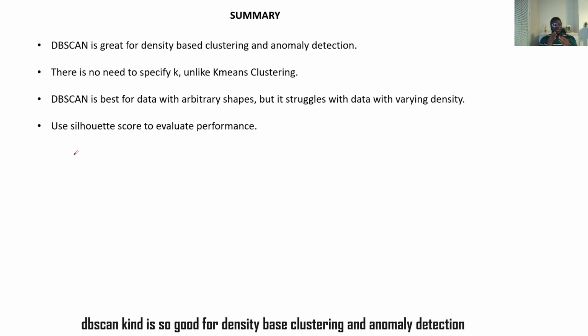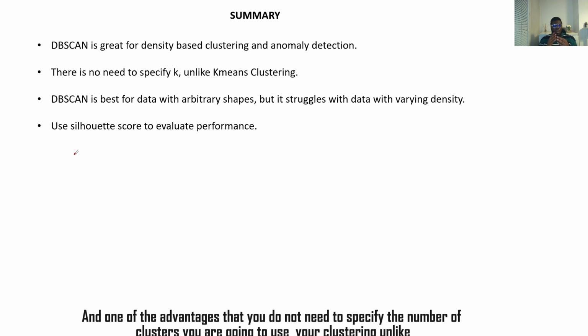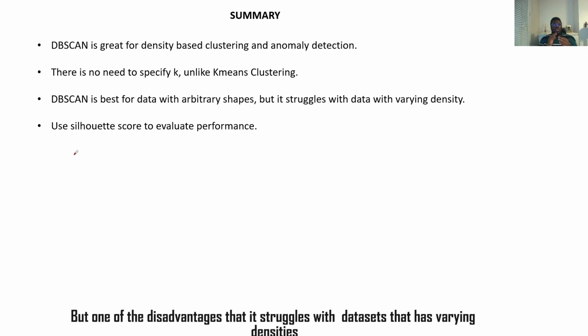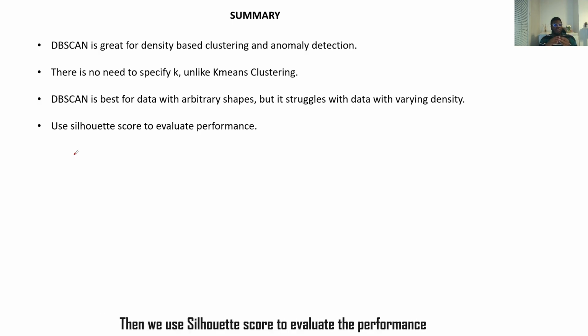DBSCAN is so good for density-based clustering and anomaly detection. One of the advantages is that you do not need to specify the number of clusters you're going to use, unlike K-means, where you specify the number of clusters. And DBSCAN is best for data with arbitrary shape. But one of the disadvantages is that it struggles with datasets that have varying densities. Then we use silhouette score to evaluate the performance.